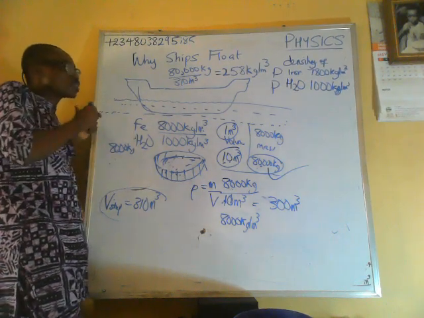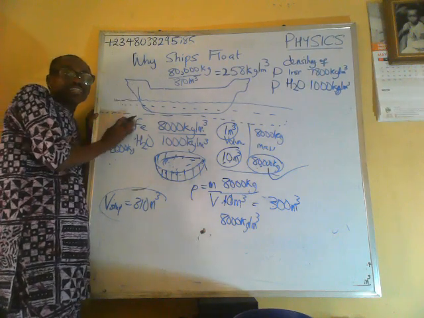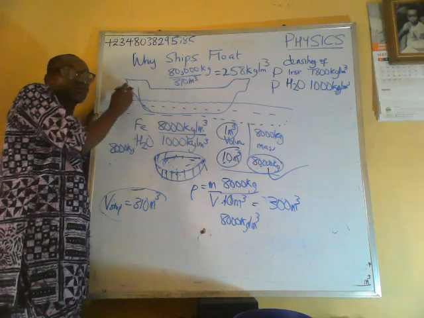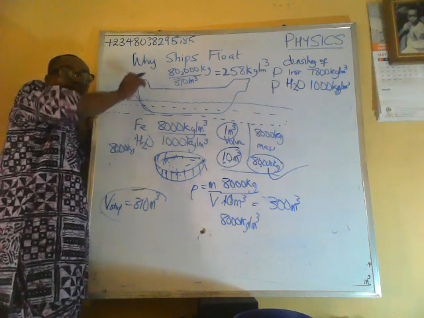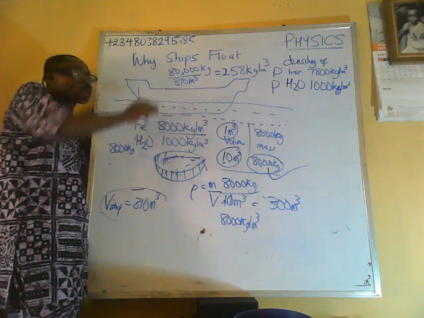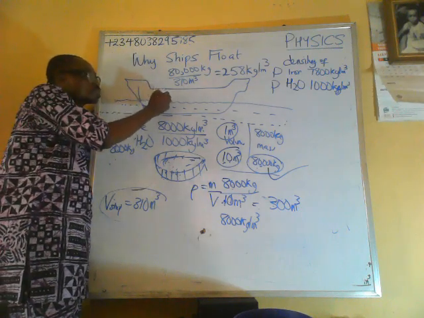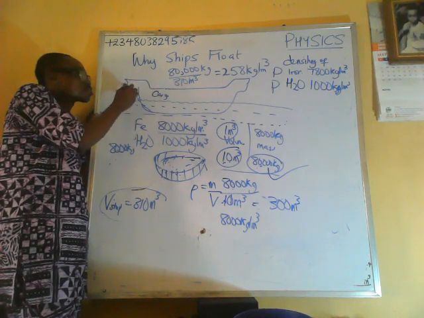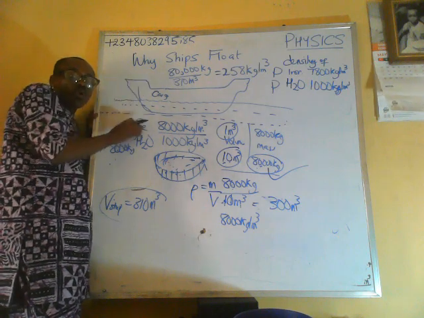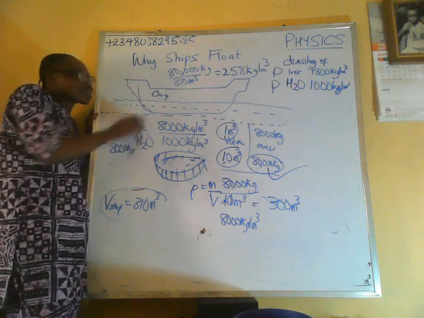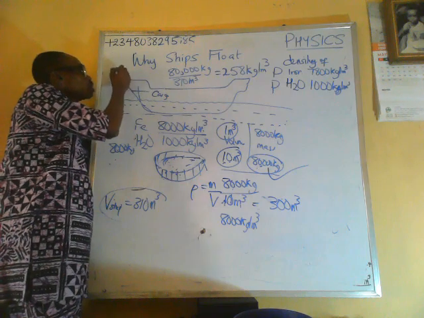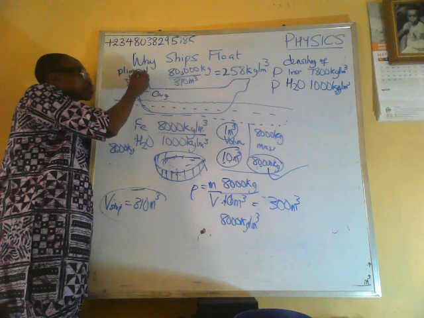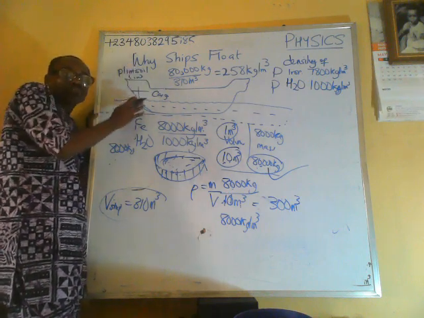Now there is a safe point where the ship should not sink below. There is a safe point where ships are not supposed to sink below. So for cargo ships that are being loaded, or any ship that is being loaded, as they are loading it, they take note of that point. That point must not go below water. There is a line. That line is called the Clemson line. The Clemson line. This line must always be above water.